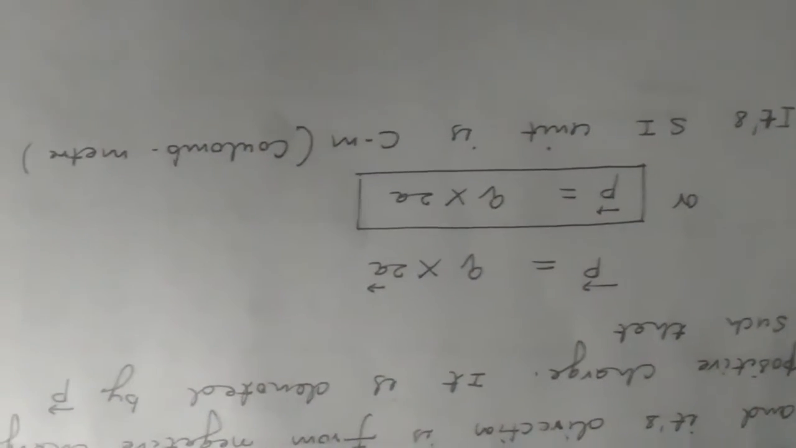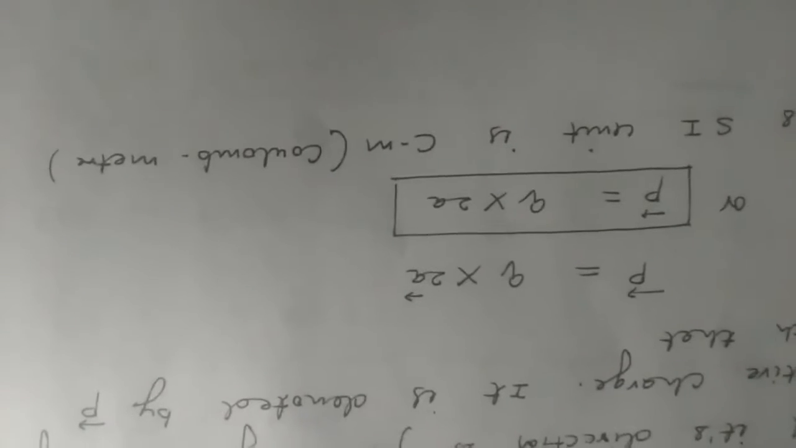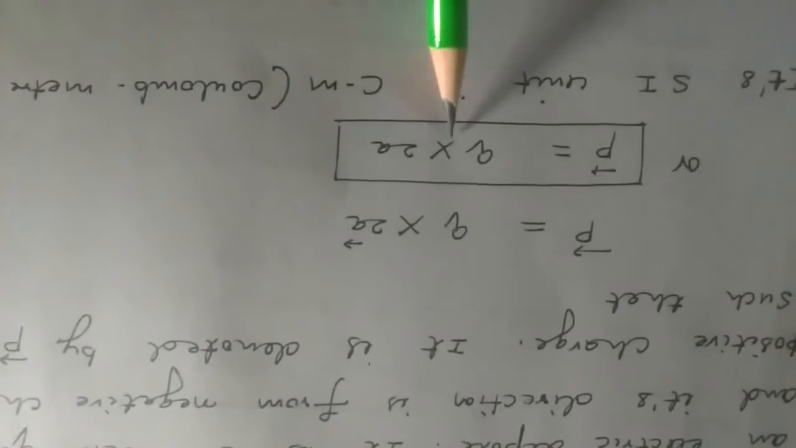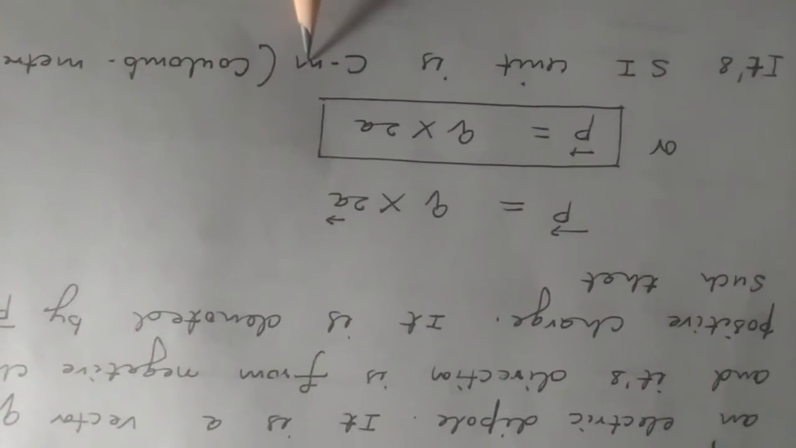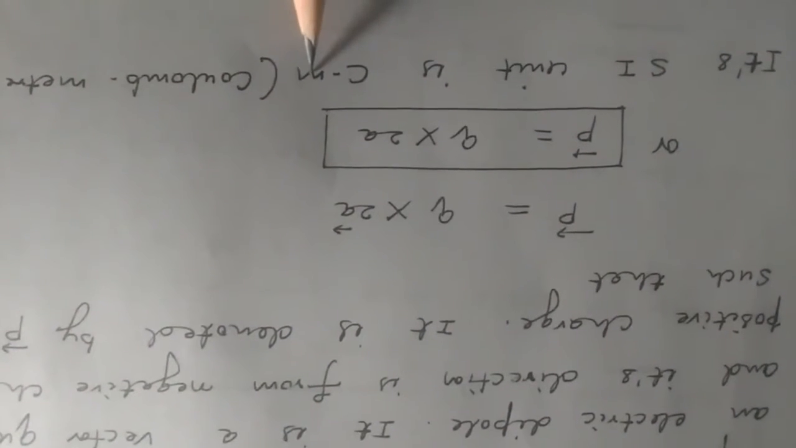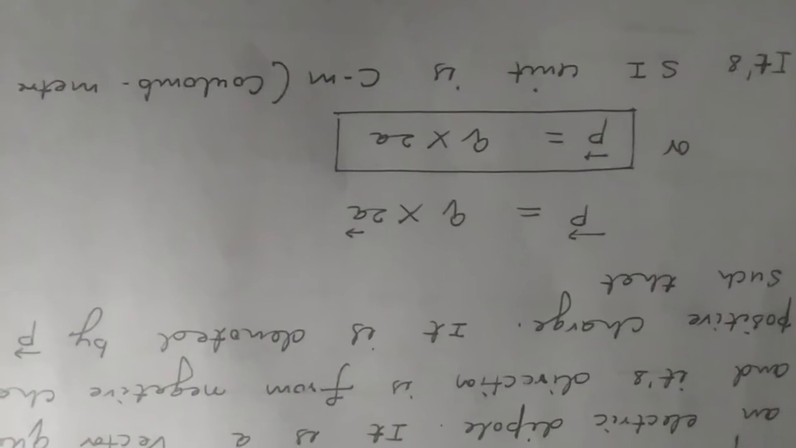Its SI unit is coulomb into meter, because SI unit of charge is coulomb and distance is meter, so it's a coulomb into meter. So SI unit of dipole moment is coulomb into meter.